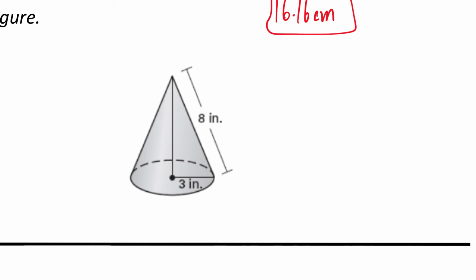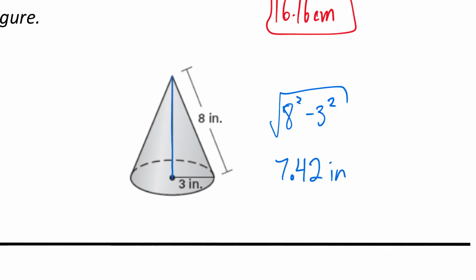Okay, and then on this one, we're looking for this. We're going to subtract 8 squared minus 3 squared square rooted. What does that give you? 7.42, 7.42 hundredths inches.